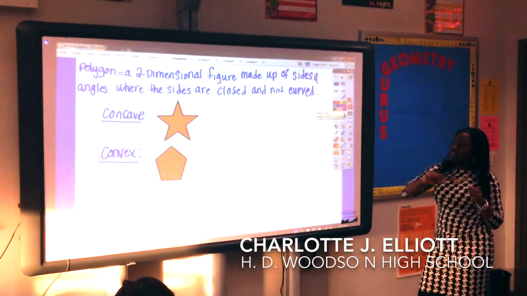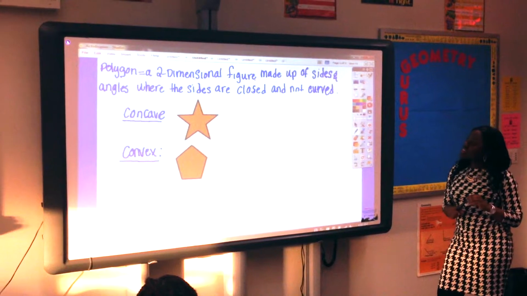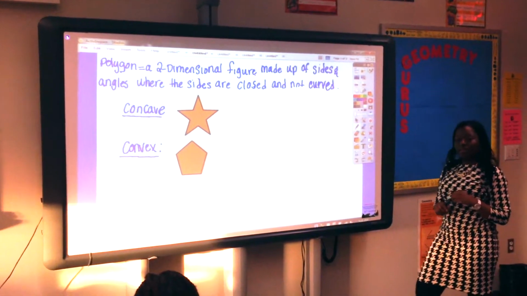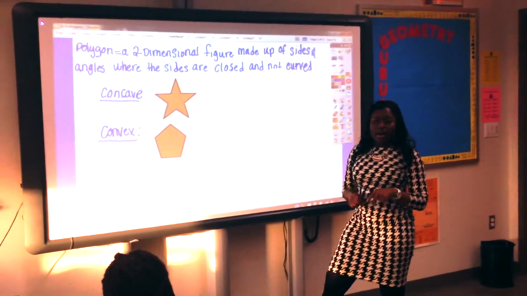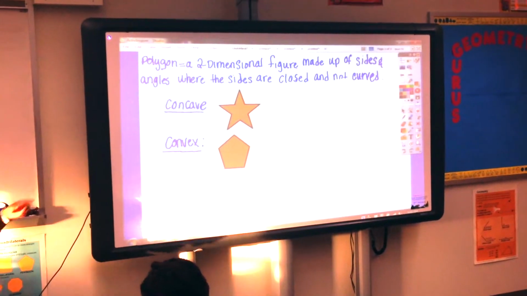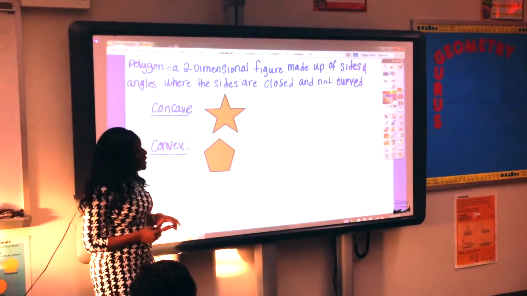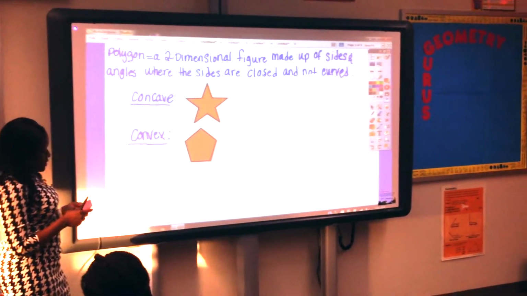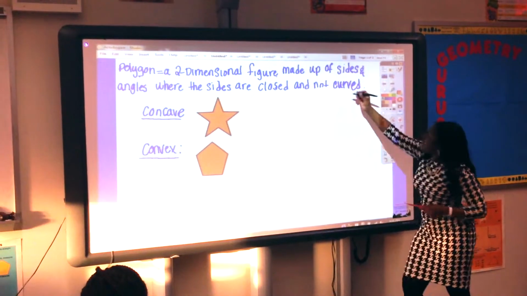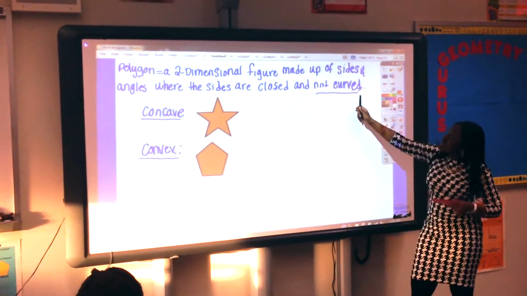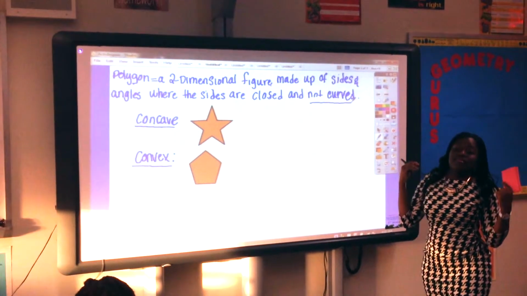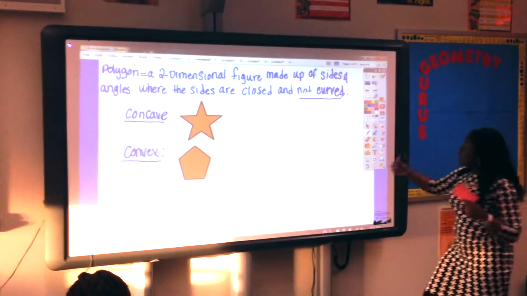Keela, go ahead and read the definition of polygon for me. A polygon is a two-dimensional figure made of sides and angles where the sides are closed and not curved. Okay, fantastic. So, Mariah, identify one of the key words that we used from the last slide in this definition. Not curved. Okay, not curved. Fantastic. So, if our polygon is not curved, what shape can it not be? A circle. Fantastic.